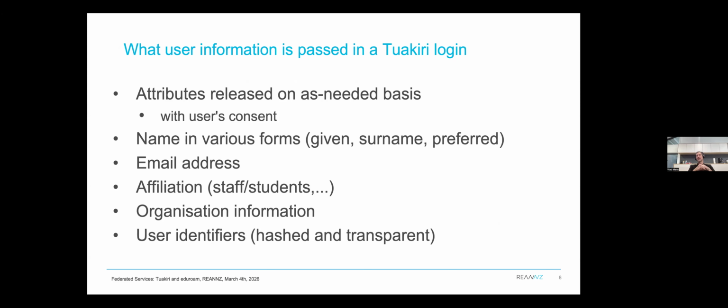Attributes include name in various forms, given name, surname, preferred name, combined as a full display name, the email address of the user, affiliation, whether the user is staff, student, an alumni, and services can then use that to decide whether the user gets access, for example, whether it falls under the subscription that organization has with the service, or in other ways use it for an authorization decision.